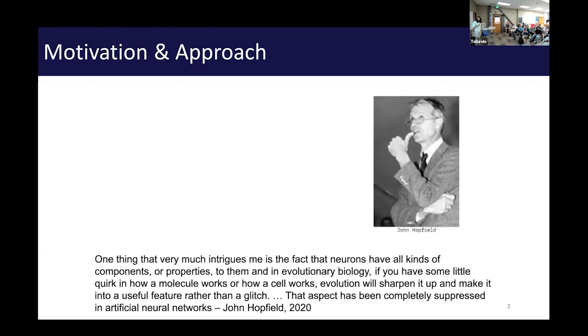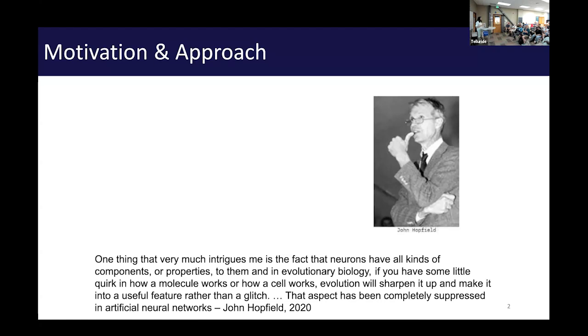One thing that very much intrigues me is the fact that neurons have all kinds of components or properties, and in evolutionary biology, if you have some little quirk in how a molecule works or how a cell works, evolution will sharpen it up and make it into a useful feature rather than a glitch. And that aspect has been completely suppressed in artificial neural networks.